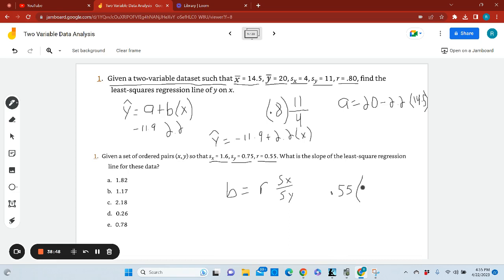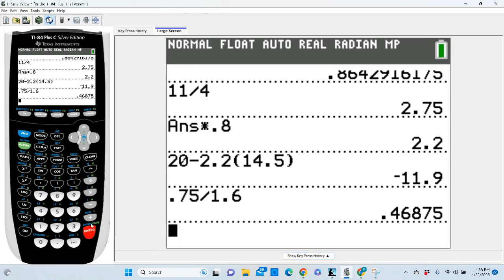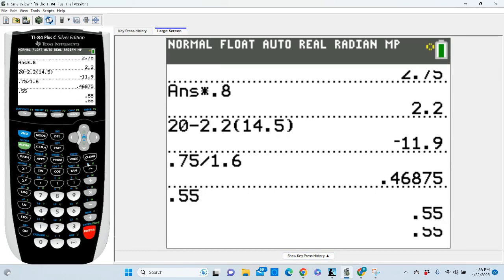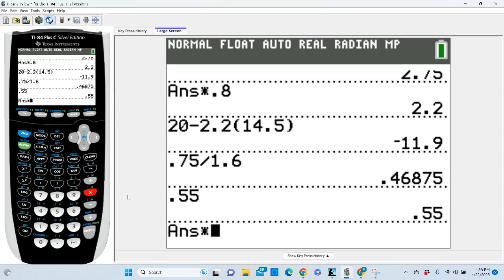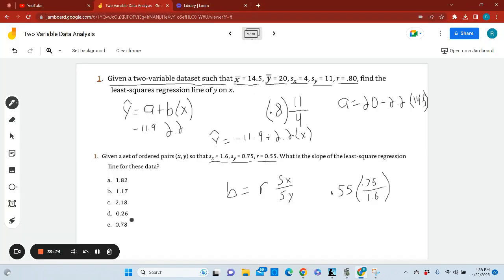And the ratio there is 0.75 over 1.6. And just plug this into your calculator. All right, 0.75 divided by 1.6, and I got to multiply that by, what was it, 0.55, I believe, was the correlation coefficient. Whoops, 0.55, I want to multiply. I didn't do that in my calculator, right? I want to multiply by this number here, and we get 0.2578. Is that an answer choice? Yeah, 0.26, right? 0.2578 rounds off to 0.26, right?